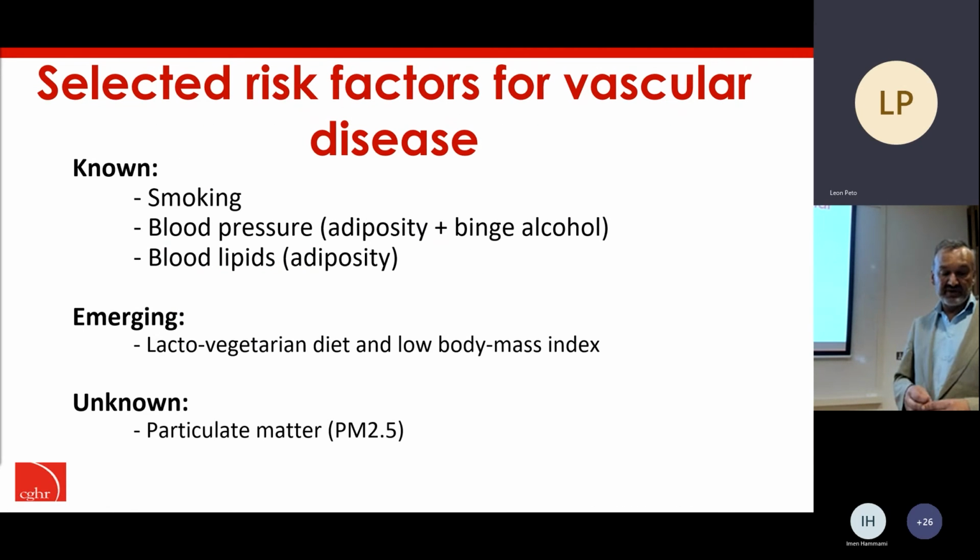So one of the things to examine is whether this could be due to some changes in risk factors. And you've heard from Richard, Rory, and others, of course, about the importance of the well-known and established risk factors: smoking, blood pressure, adiposity. And let me quickly touch upon some unknown and emerging factors, because there's some newer evidence on these.